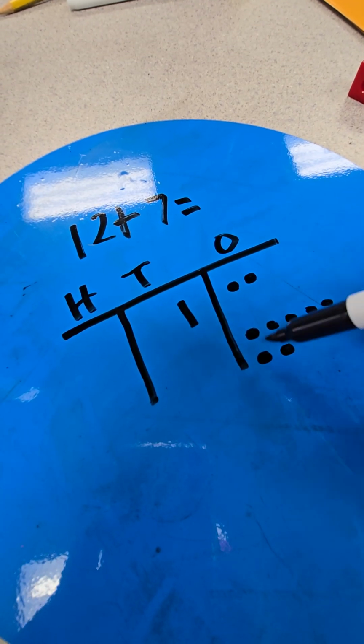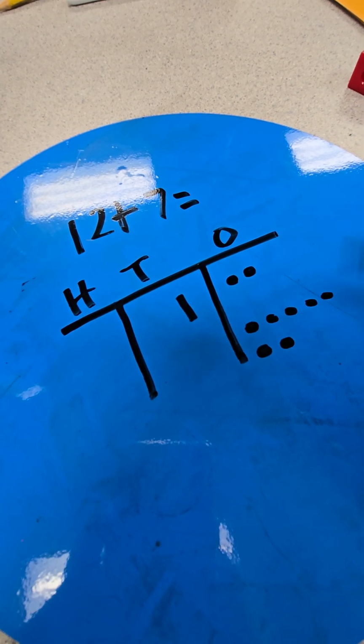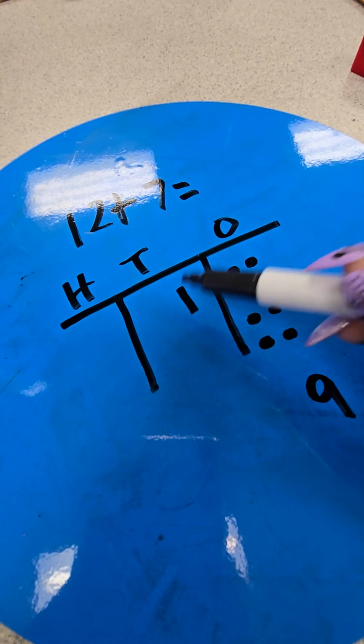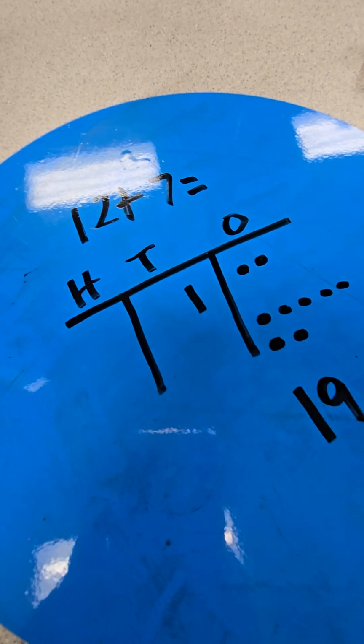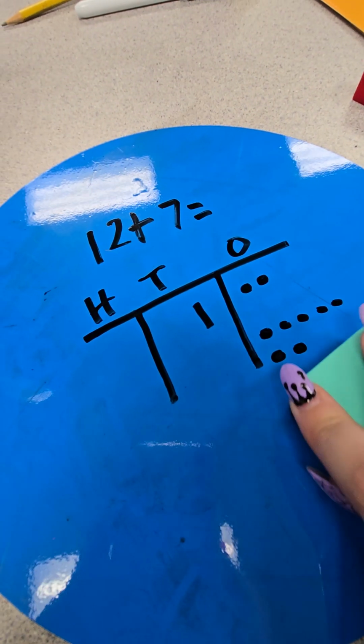Now what I'm going to do is I know this is 7, and now I can add these. So 7, 8, 9. So I can put a 9 underneath. Now I can count my tens, and I just have 10. So I know I can put my 1 in my 10 spot. Now I know my answer is 19.